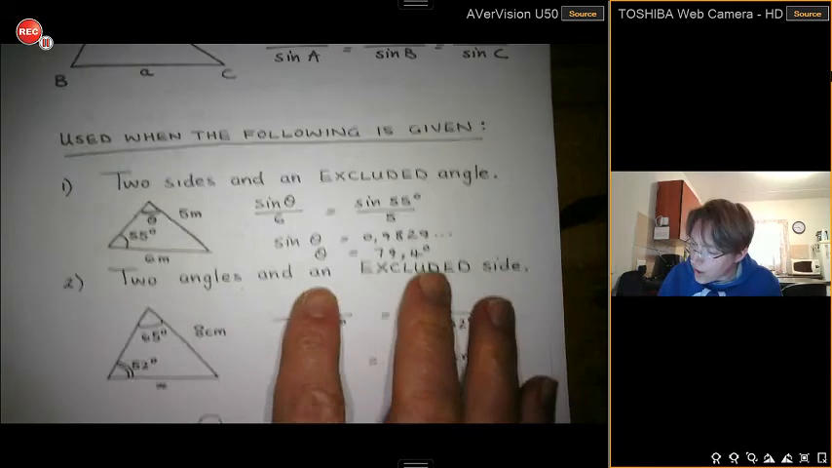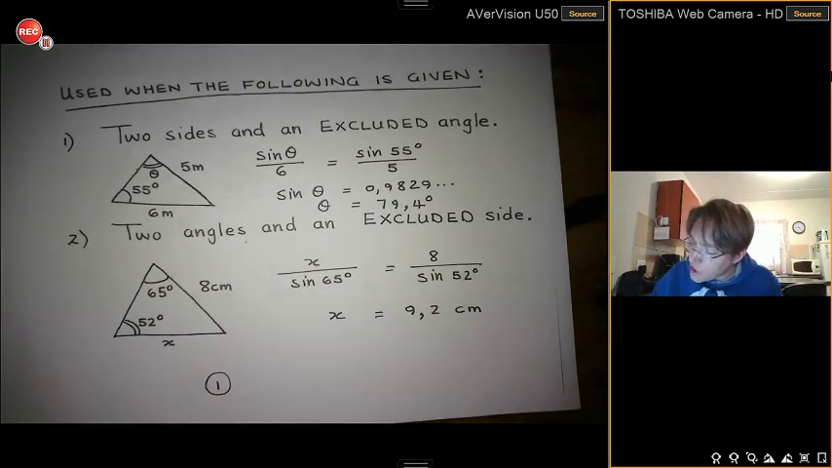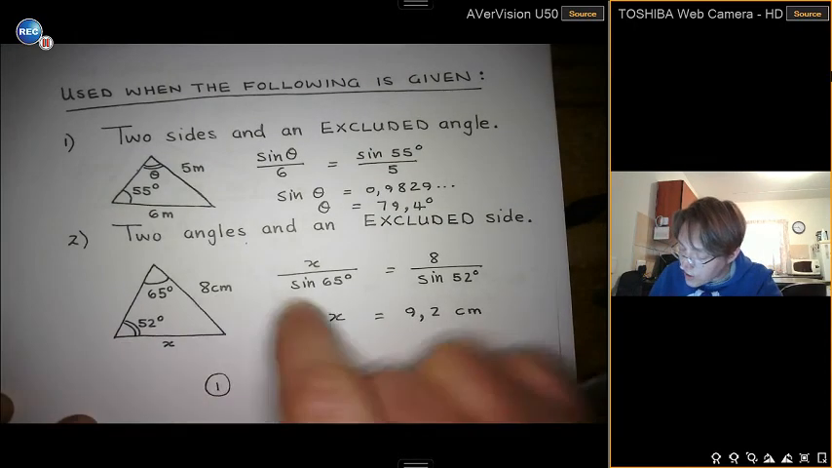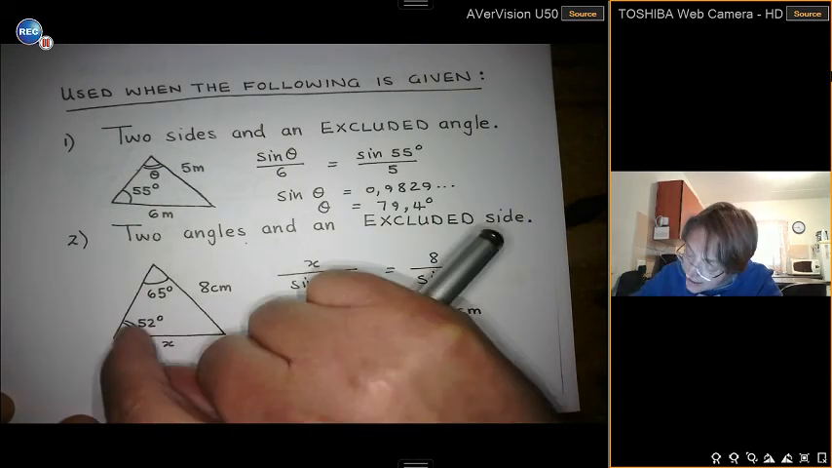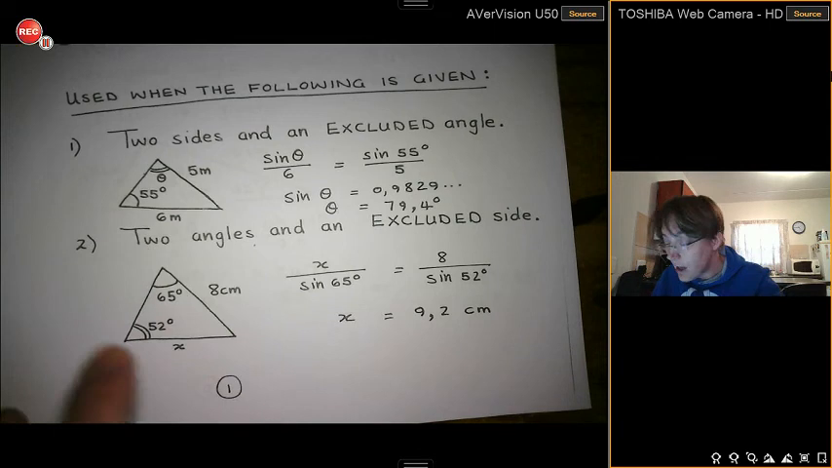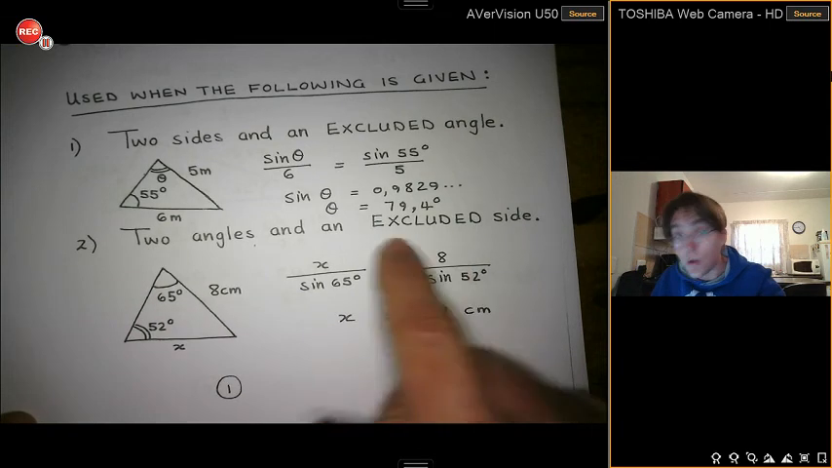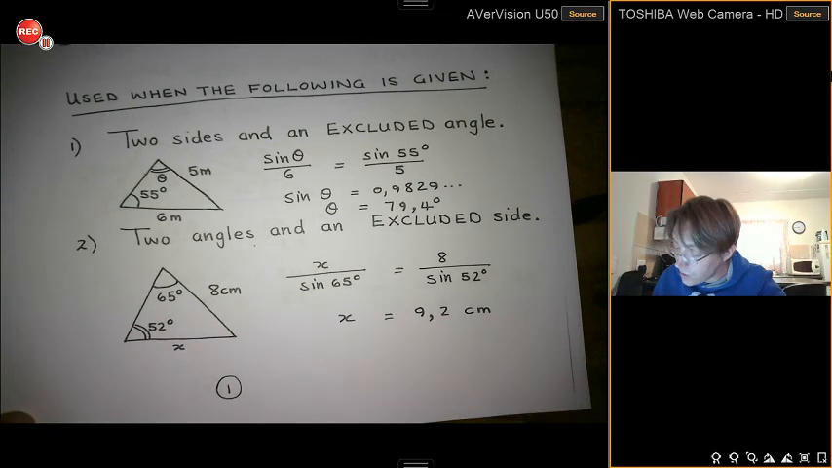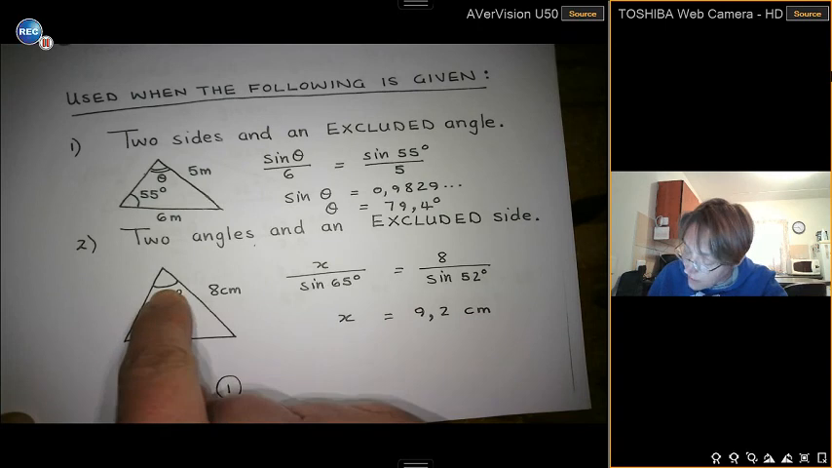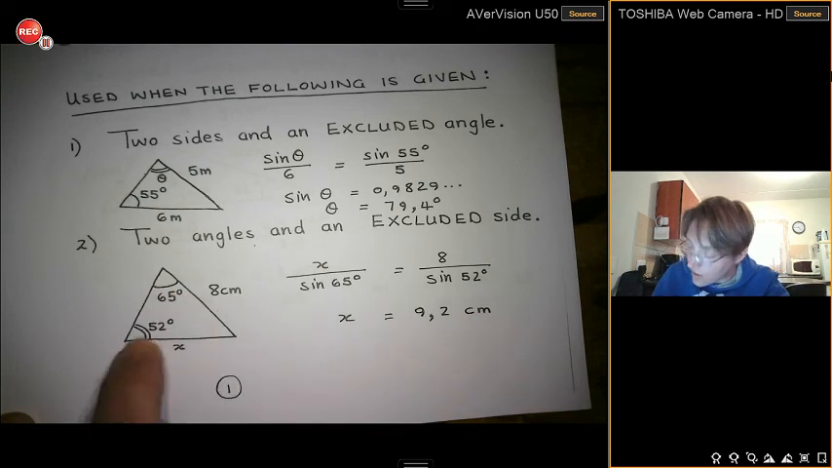The second way to use the sine rule is if 2 angles and an excluded side is given. So if you have 2 angles, then the side given must be excluded. It must not be included between the 2 angles. It must not lie between those 2 given angles. It must be outside, so excluded. Then you can also use the sine rule, and you can then use it to find the side opposite one of the 2 given angles. So that's why you can say x over the sine of 65 degrees is then equal to 8 over the sine of 52 degrees.